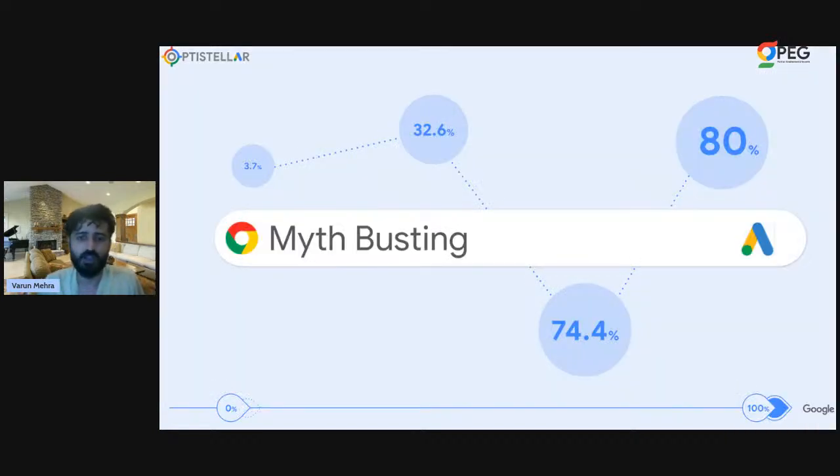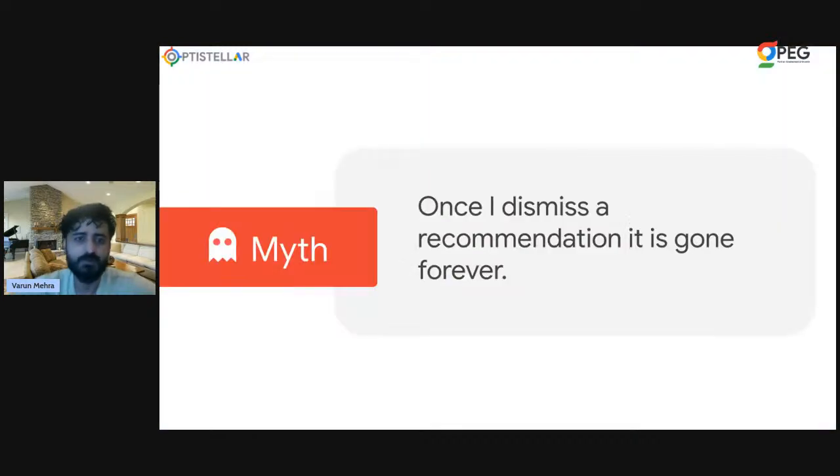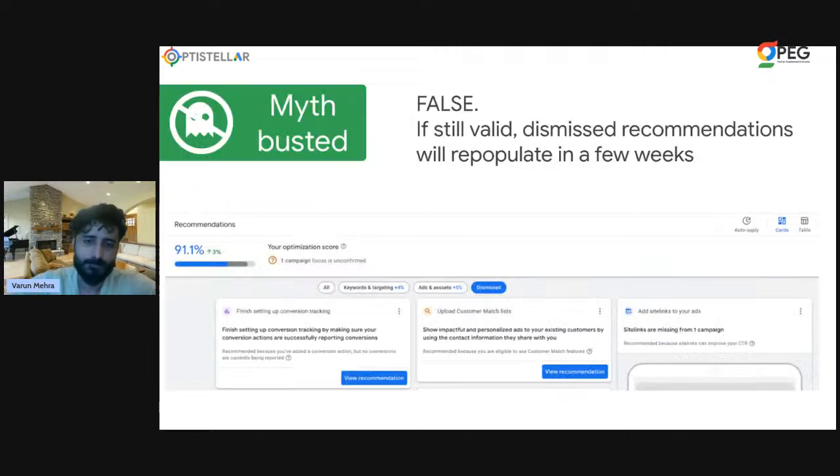Myth busting. So I'm sure that we have heard a lot of myths, and marketers have a love and hate relationship when it comes to optimization scores. So just bringing up some of the myths here and trying to debunk those myths. Once I dismiss a recommendation, it's gone forever. This is completely false. If still valid, dismissed recommendations will repopulate after a few weeks.